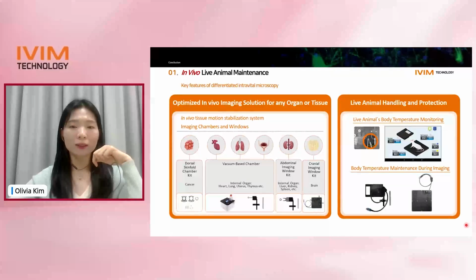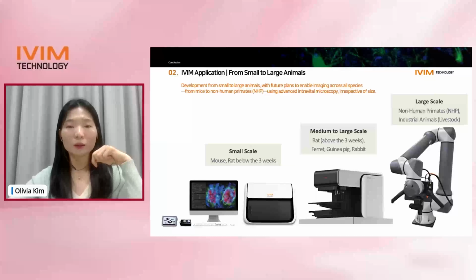At the same time, we integrate a system that maintains body temperature and supports optimal physiological conditions, ensuring that the data obtained are truly representative of in vivo biology, allowing for high quality, reliable imaging across a wide range of applications. Also, from basic scale systems designed for small animals like mice and hamsters to larger systems that can even be applied to non-human primates, our portfolio covers a wide spectrum without size limitations.